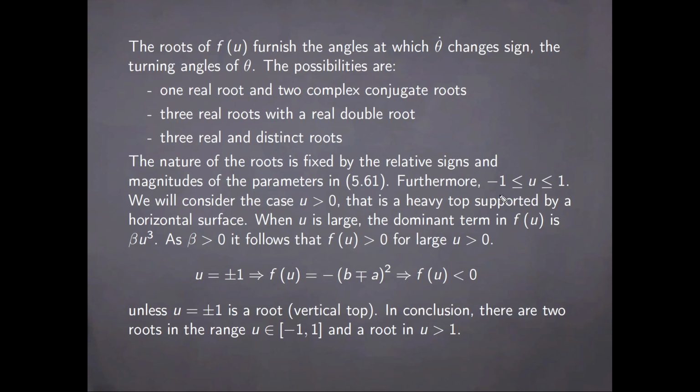Furthermore, at the physical boundaries of this parameter, so when u is equal to plus or -1, f of u has the value here, so it is always a negative function at the boundaries, unless it happens that the points at which u is equal to plus or -1 are roots, and this situation corresponds to a vertical top. So the conclusion here is that there are two roots in the range bounded by -1 and +1, and the third root is located at u greater than 1.